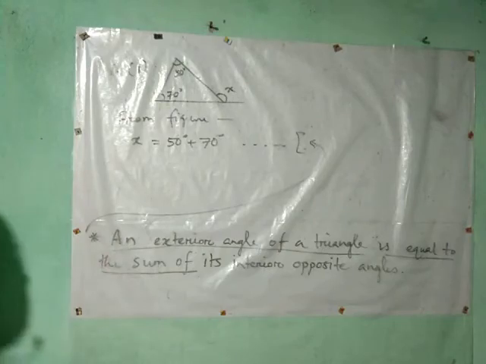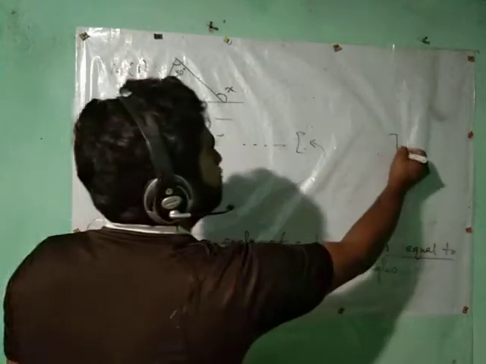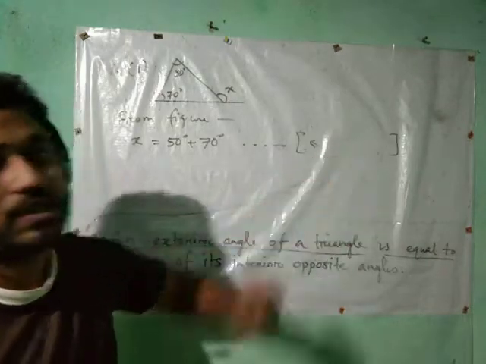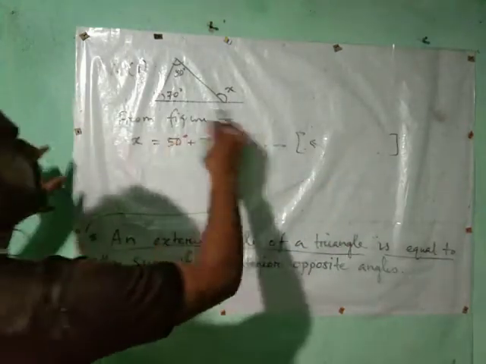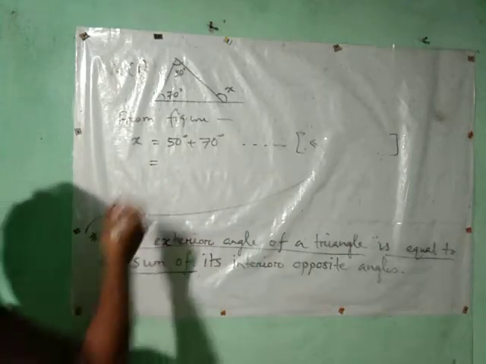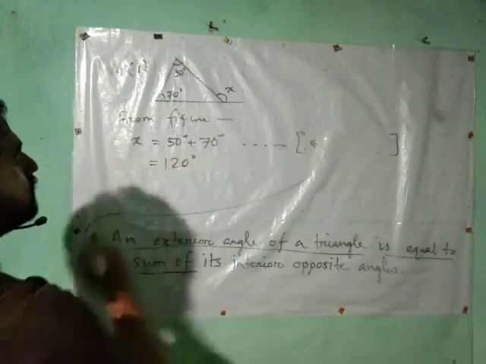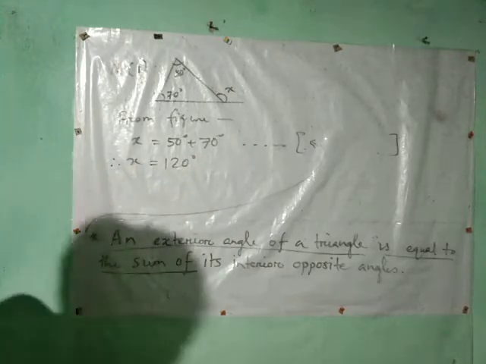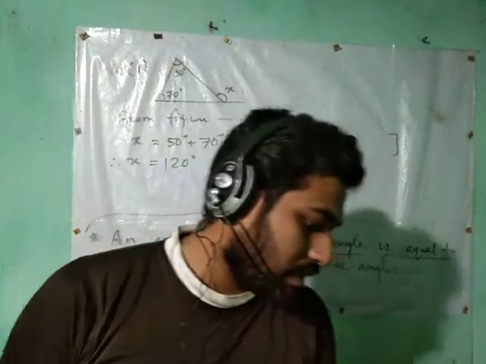Do you understand? This property you must put here. You have to write it, then only will whoever checks your copy definitely understand. So if you add them, your answer will be 120 degrees. See how simple. Therefore, x equals 120 degree, and you have found the value of this.